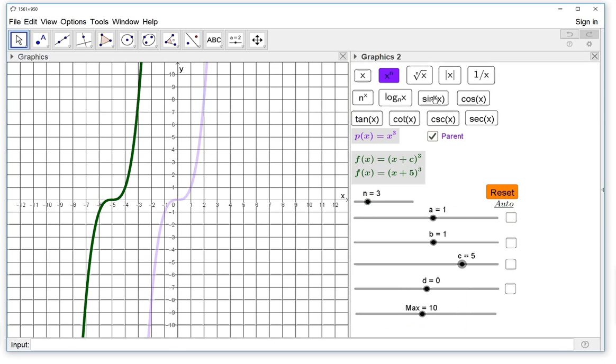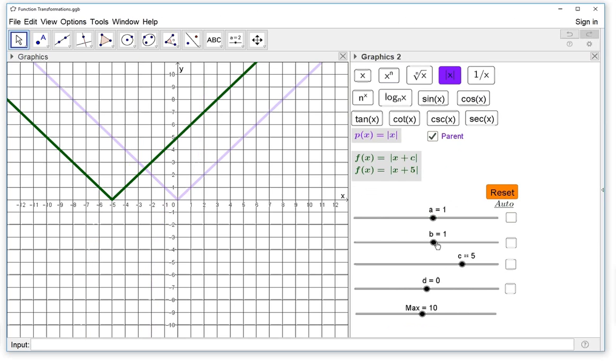Okay, absolute value of x plus 6. So when we make c plus 6, we again can see the V shifts 6 units to the left. So whenever c is plus 6, it shifts 6 to the left.